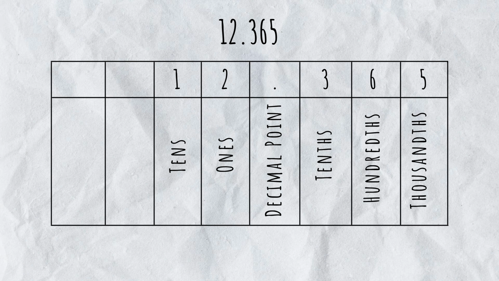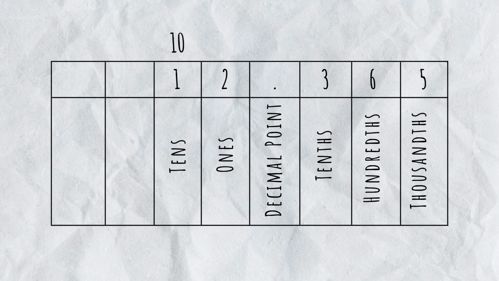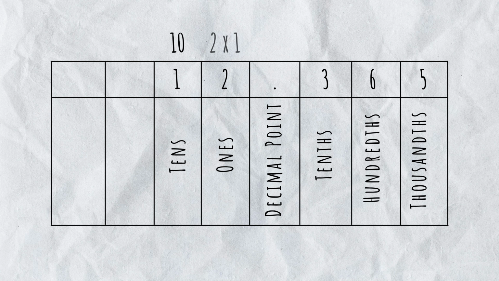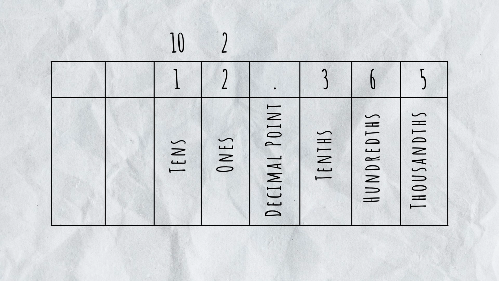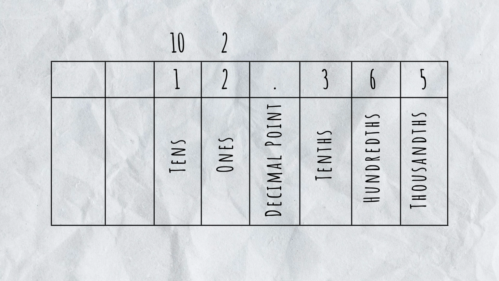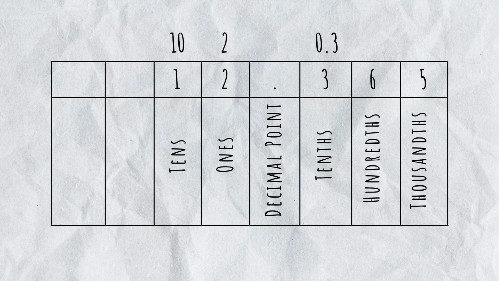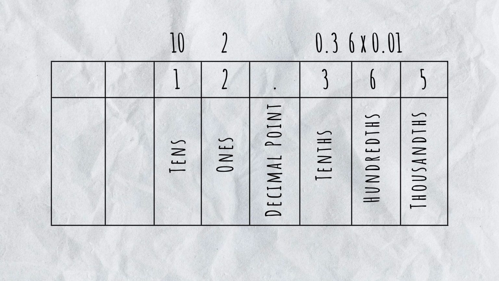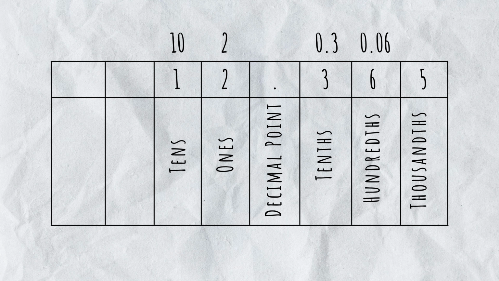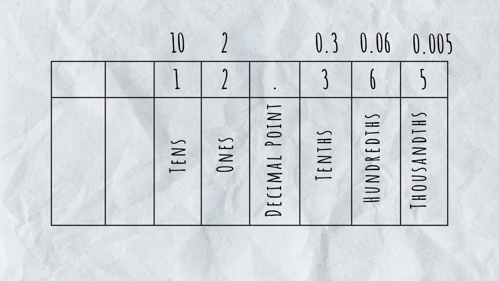So although we know the number is 12.365, I'm going to explain to you why that's the case. So we know the number has 1 ten because the 1 is in the tens column, and then we know the number has 2 ones because 2 is in the ones column. However, past the decimal point, we then also have a 3, so that is in the tenths column. And then if we go along again, we've got 6, and that is in the hundredths column. And then if we go to the 5, that is then in the thousandths column.